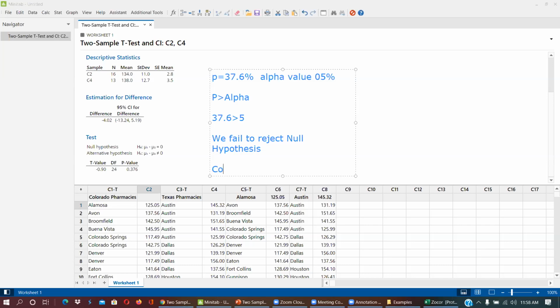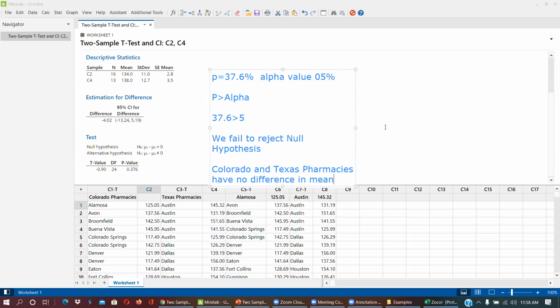That means what can we conclude, what would be our decision? The Colorado and Texas pharmacies have no difference in mean. So basically, we can conclude this way. This is the conclusion based on the hypothesis testing.